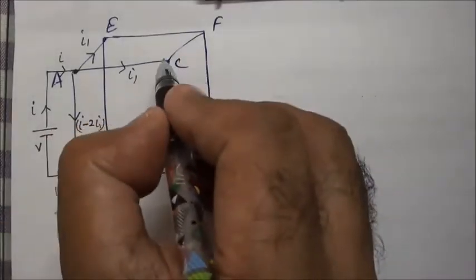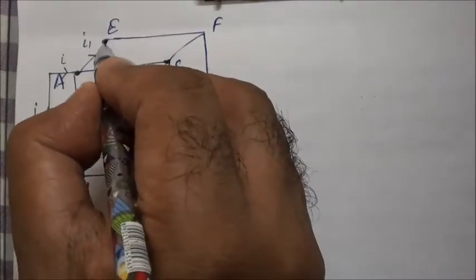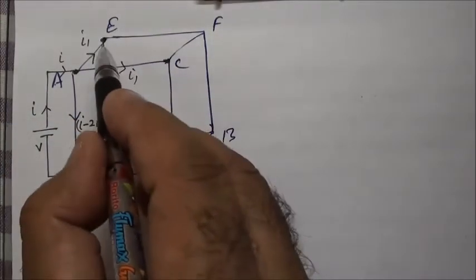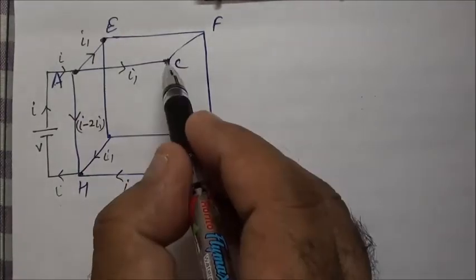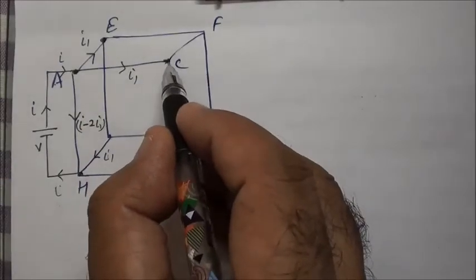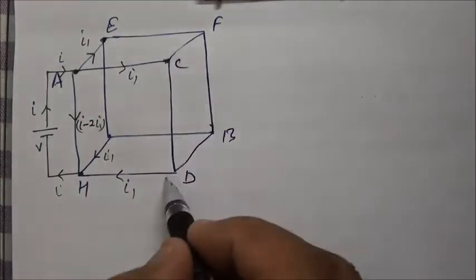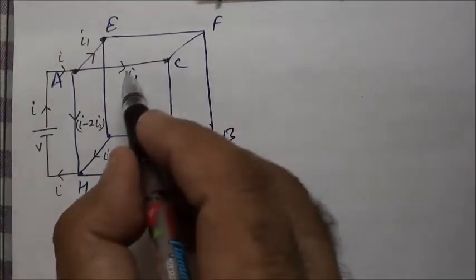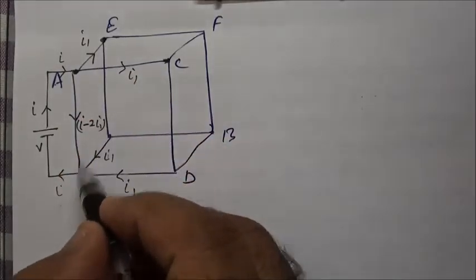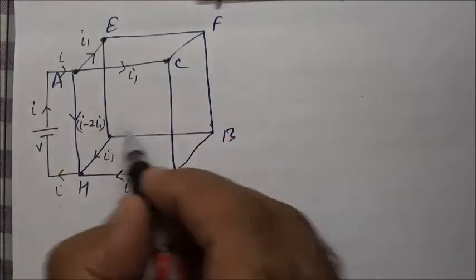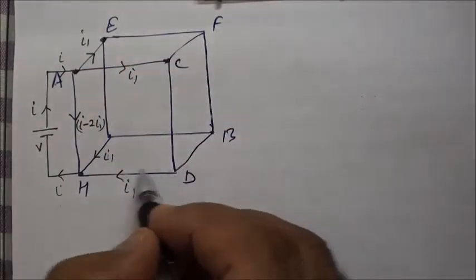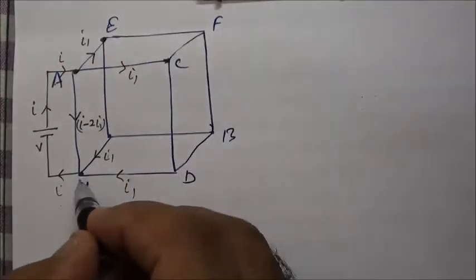Okay. Now we have current I1 coming at this node and I1 coming at this node, E and C. Now here again current will be divided into two parts, and same way here it will be divided into two parts. See again whether both of them are symmetrical or not. At C, one path will be this, one is this, so again not symmetrical, so current will not be divided into two equal parts.